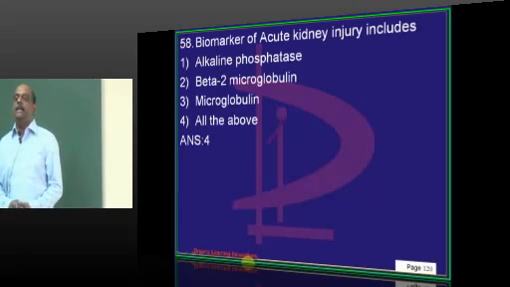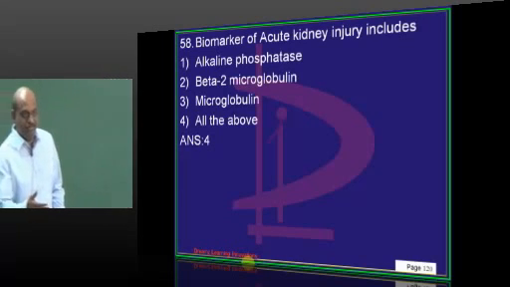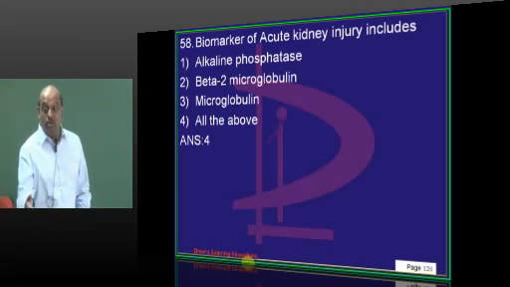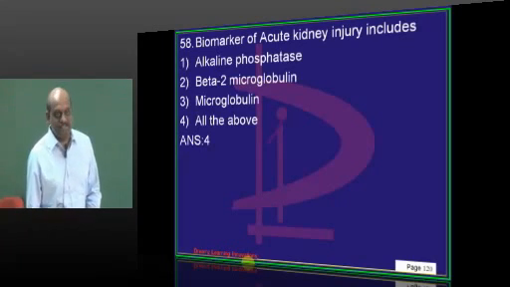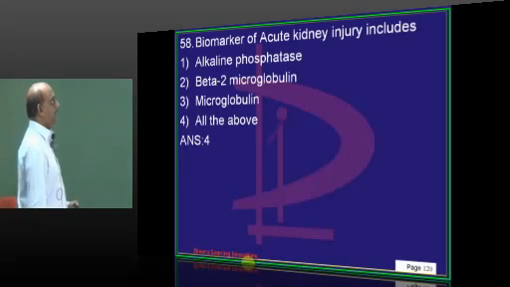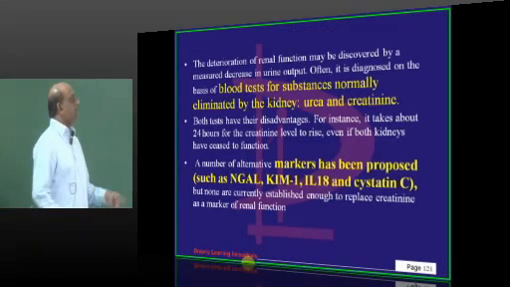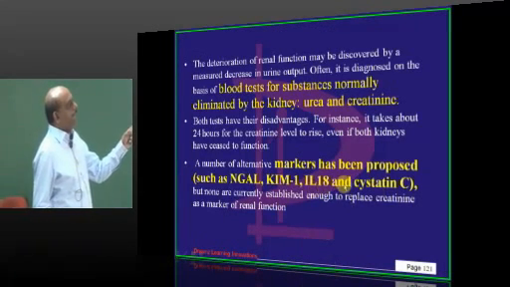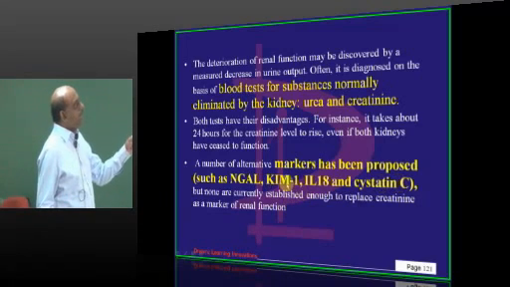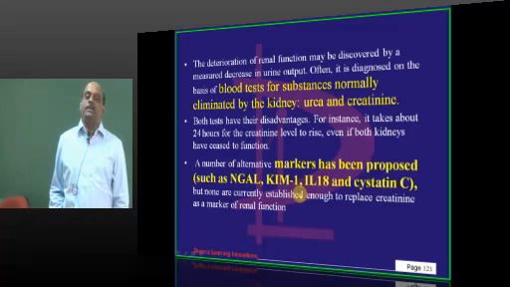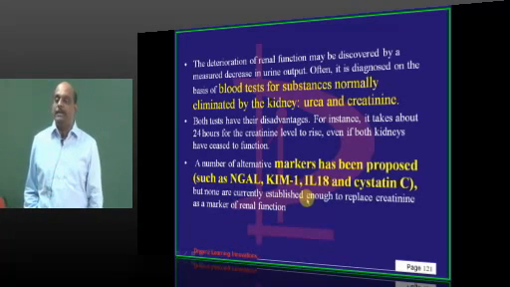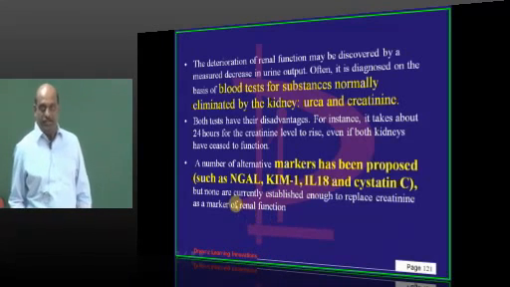Nowadays it has been a fashionable topic for the examiner. Acute kidney injury markers, a lot of entrance exams are asking this question. So, doctor, NGAL, IL-18, cystatin C, KIM-1, and beta-2 microglobulin are all considered to be important markers of acute kidney injury.